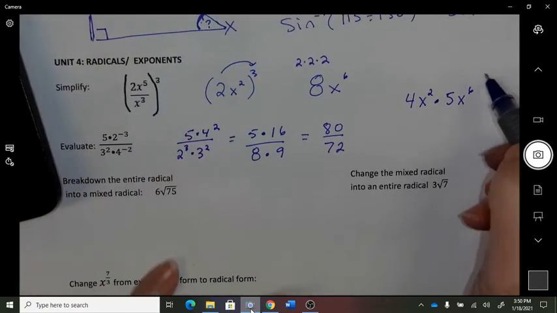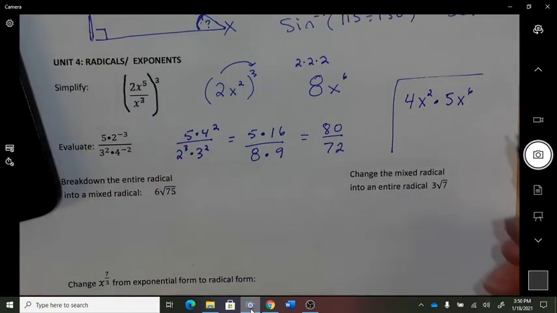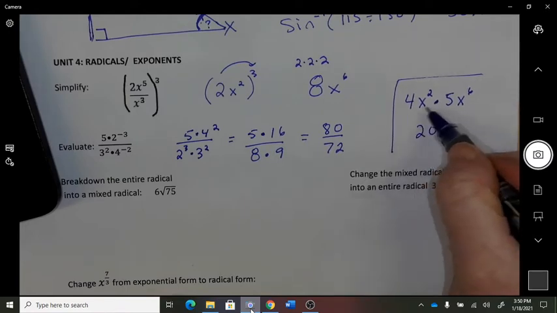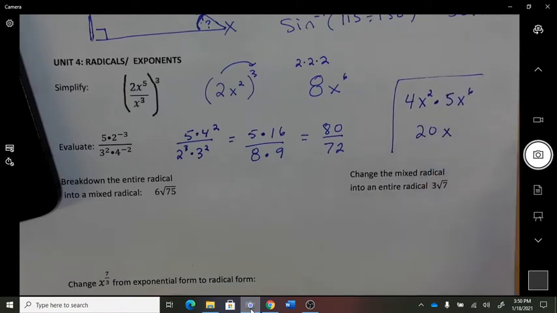So again, your rules, we'll do one more extra here. The coefficient is 20, because you're multiplying, and x gets repeated how many times? So you add the exponents.